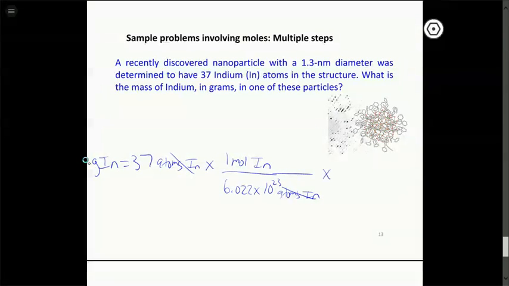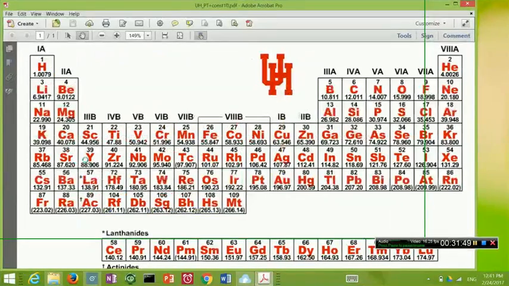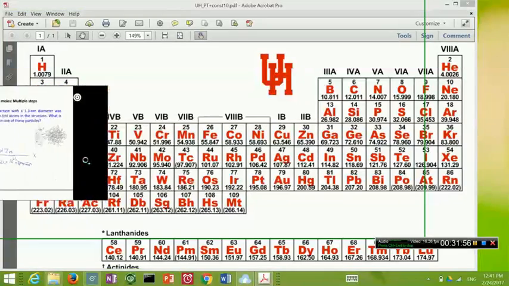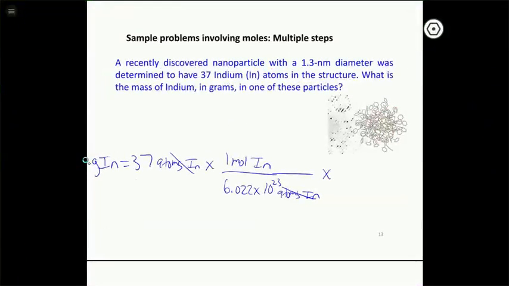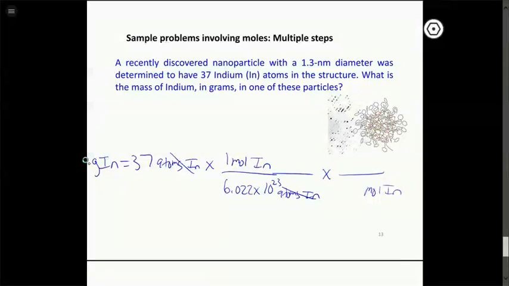Now that we know the moles of indium, we can convert in the next step into grams by using the atomic mass. So the atomic mass of indium, I'll have to go find it. It's right here, number 49, 114.82. So that's the atomic mass of indium in grams per mole. We want moles of indium to cancel, and we want to convert into grams, so we're going to put the atomic mass in the numerator. That's going to be the grams per 1 mole.